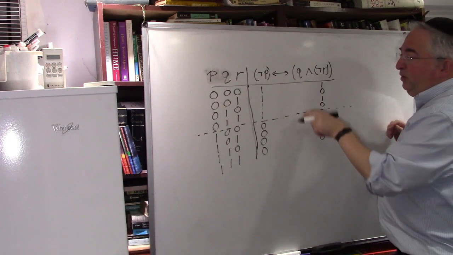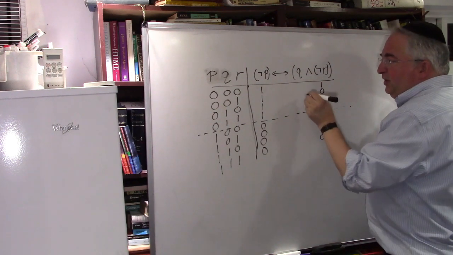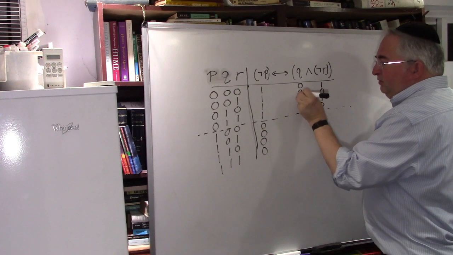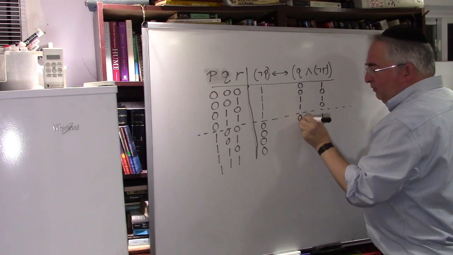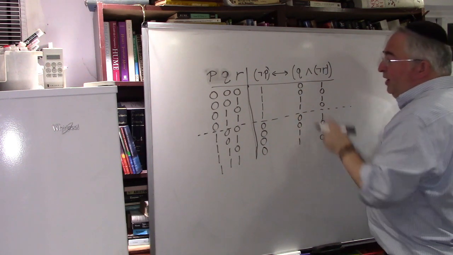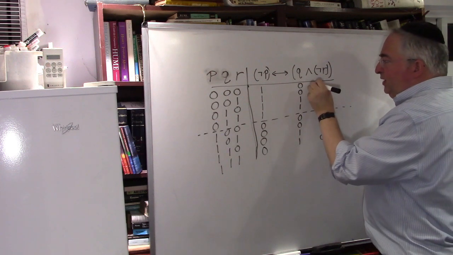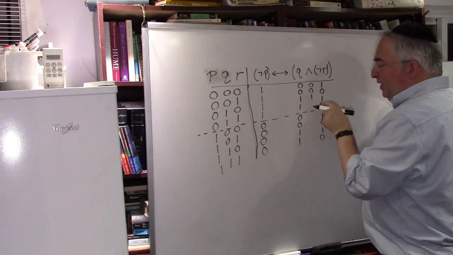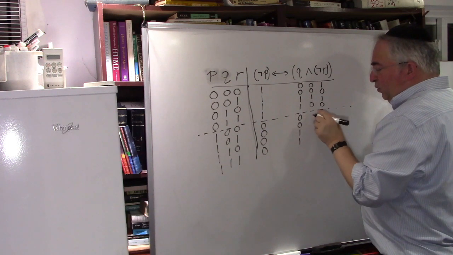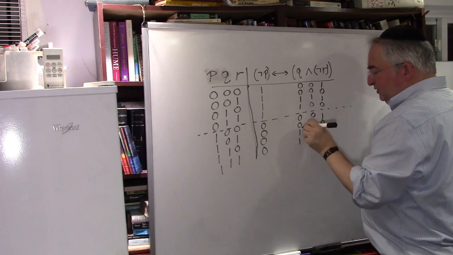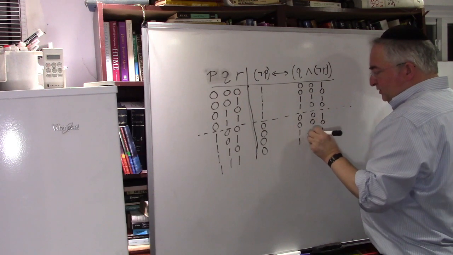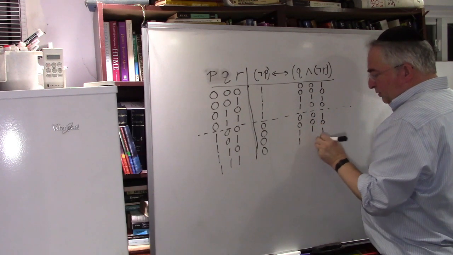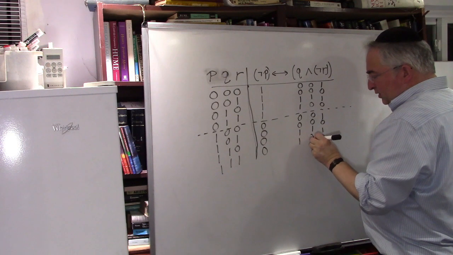Okay, good. Let's rewrite Q over here. So Q is 0, 0, 1, 1, 0, 0, 1, 1. Okay, and now AND. 0 and 1, 0. 0 and 0, 0. 1 and 1, 1. 1 and 0, 0. 0 and 1, 0. 0 and 0, 0. 1 and 1, 1. 0 and 1 and 0, 0.